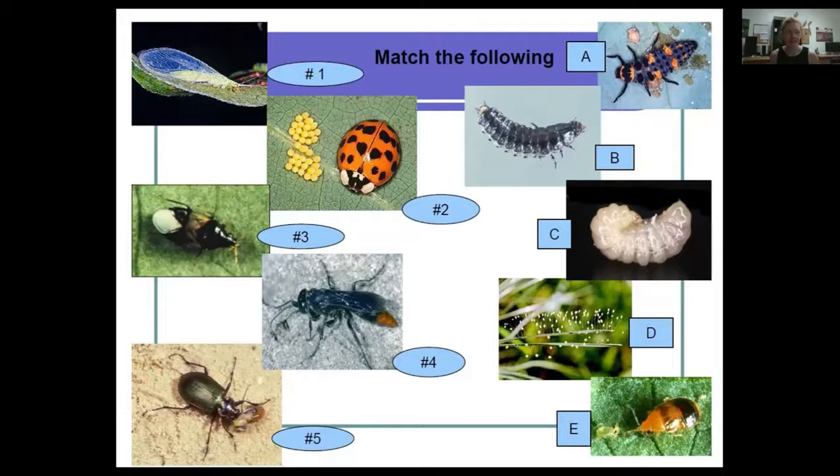Number 4, that's a wasp. The grub of the wasp is C. Like, I think I mentioned this earlier, if you go through your slides, the wasps just look like grubs. All of their larvae do, it's so gross.